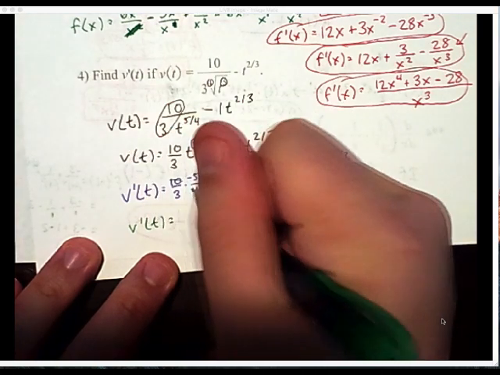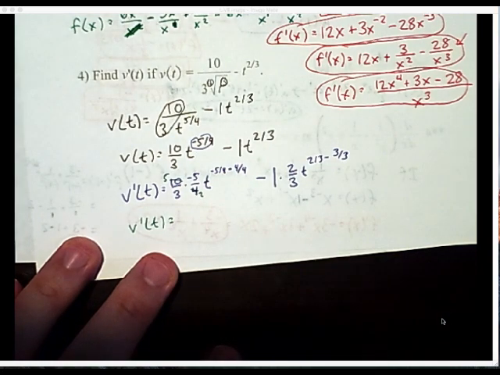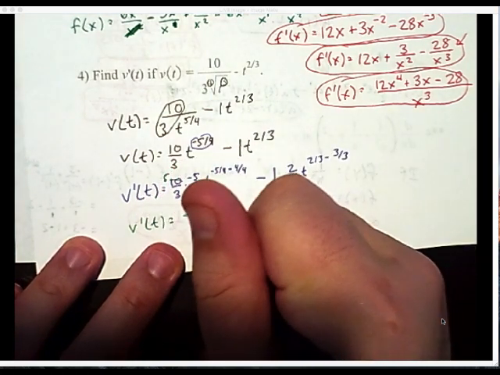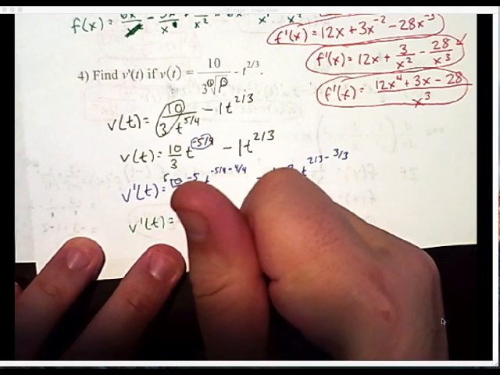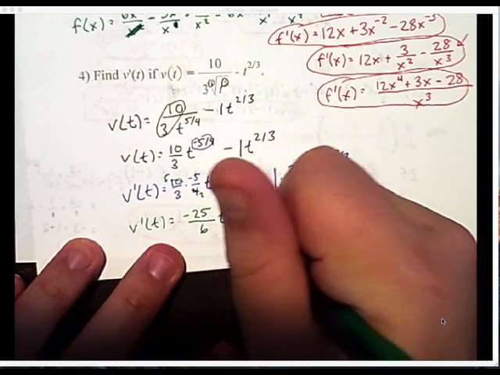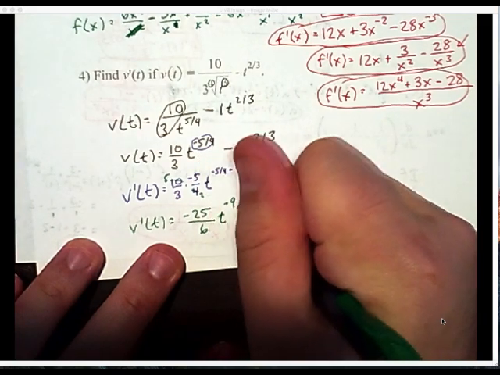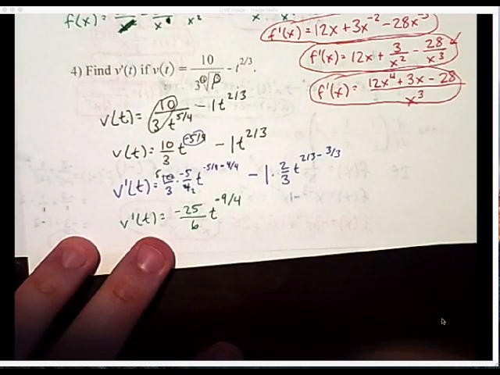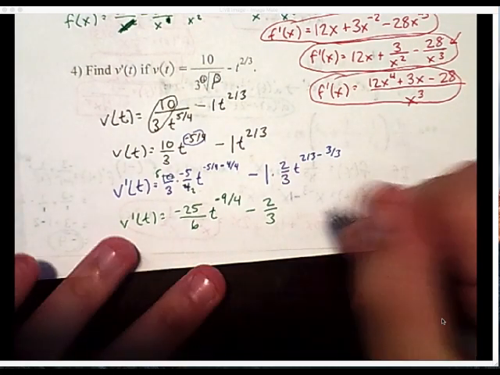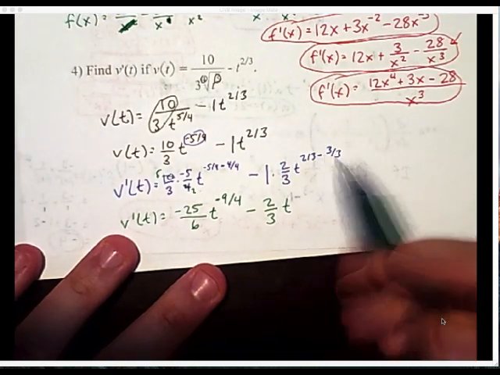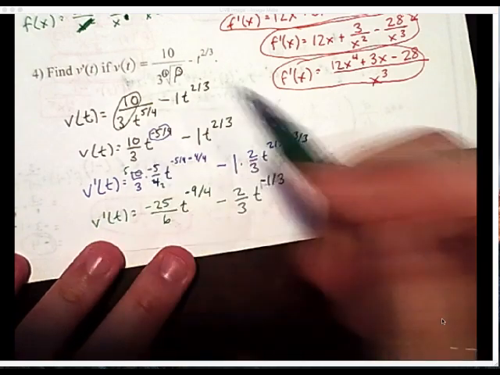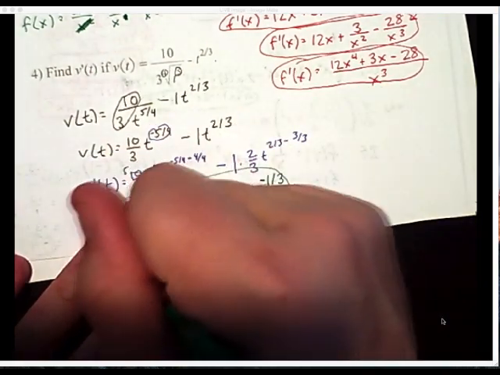All right, if you think about 10 and 4, that can be reduced to 5/2. So what do you have? You have 5 times negative 5, that's negative 25. 3 times 2 is 6. Negative 5/4 minus 4/4 would be negative 9/4. All right. Negative 1 times 2/3 is negative 2/3. All right. Now when we do the subtraction, 2/3 minus 3/3 is negative 1/3.